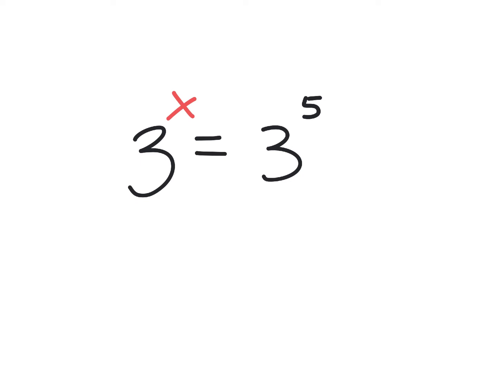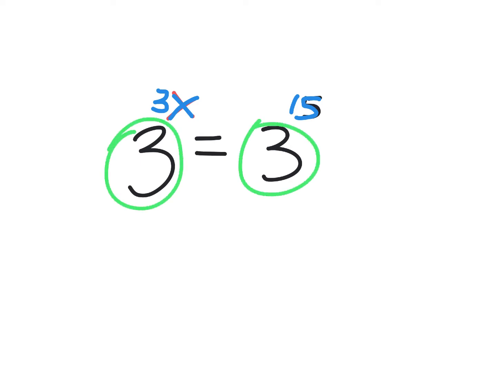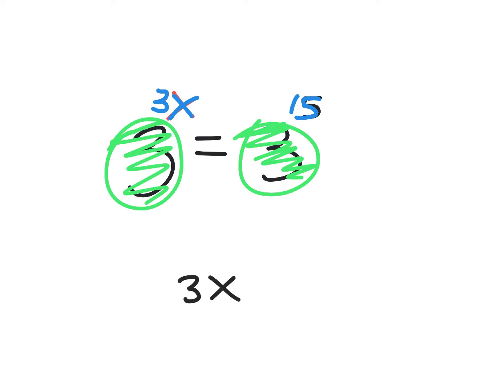Now, what if this had been a little more complicated? 3x, and let's say this was 15. If the bases are the same, then you can ignore them and just say those exponents have to be equal. Then what does x have to be? 5. Because 3x has to equal 15. The exponents have to be equal. So x has to be 5.